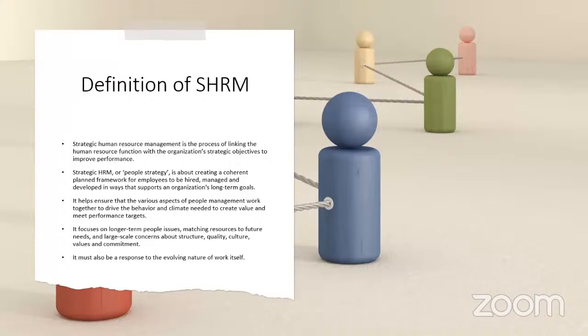Now, definitions of SHRM. Strategic human resource management is the process of linking the human resource function with organization strategic objectives to improve performance. Strategic HRM or people strategy is about creating a coherent planned framework for employees to be hired, managed, and developed in ways that support an organization's long-term goals.